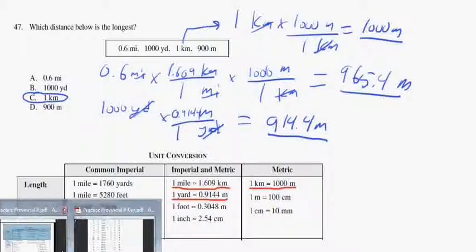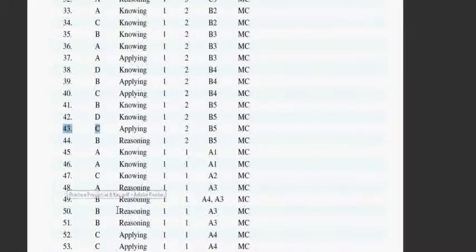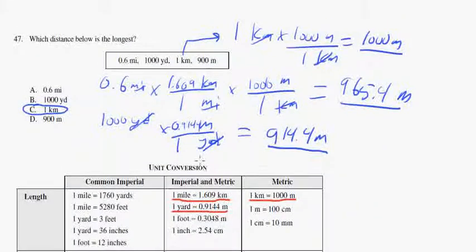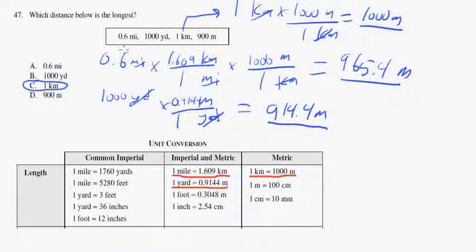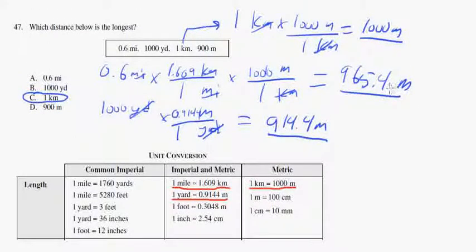Let's take a look. 47, answer is C. So we're correct. So remember, convert everything to the same unit, whether it be meters, yards, kilometers, or miles. As long as they are in the same unit, then you can compare the numbers.